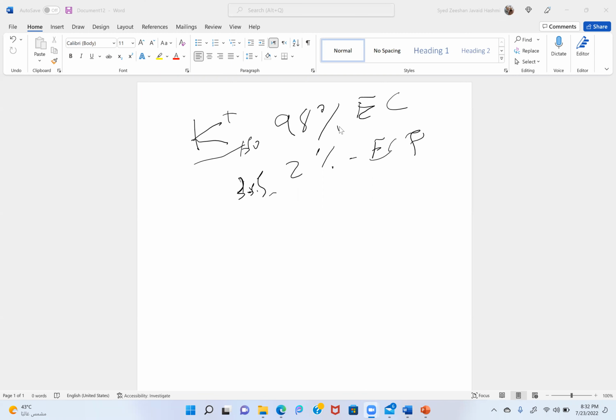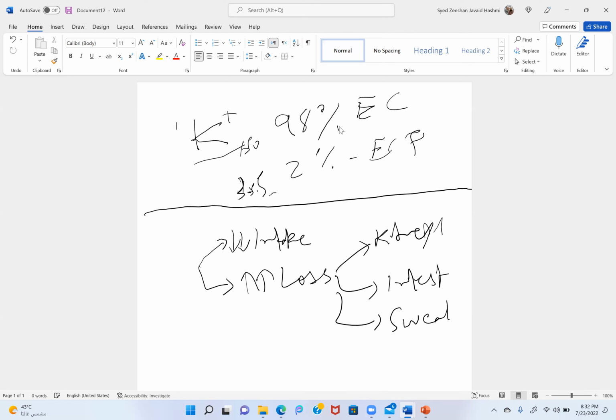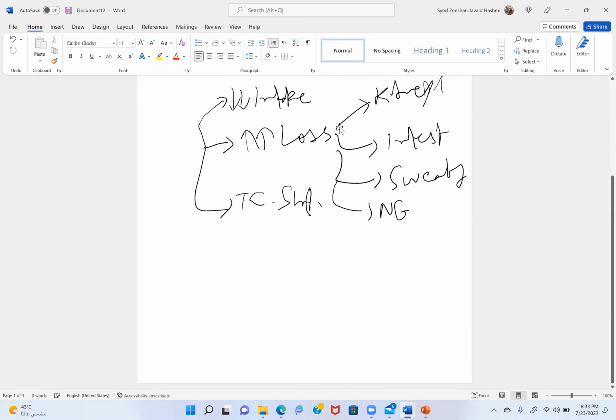So usually whenever there is hypokalemia, it will be because of decreased intake, or increased loss, whether through kidneys, intestines, or sweating. If the patient has an NG tube, NG aspiration can also cause hypokalemia. Or there is a transcompartmental shift, so it is hidden. So usually these are the reasons.